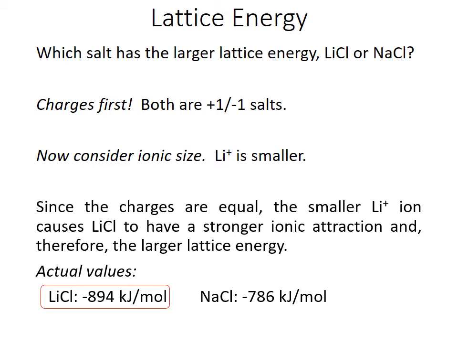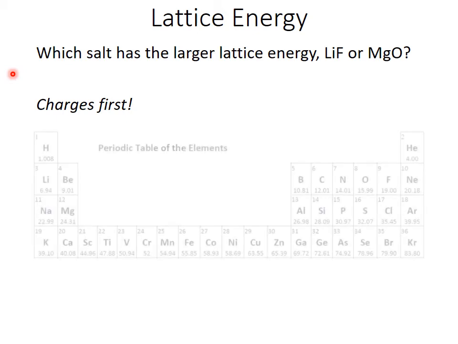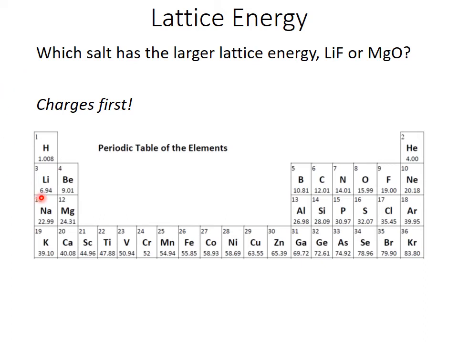Let's try one more example. Which salt has the larger lattice energy, lithium fluoride or magnesium oxide? Well, again, charges first. Here's our table. Lithium, we established in the last example, will have a +1 cation, but take a look at the magnesium. Magnesium is an alkaline earth. It needs to give up 2 electrons in order to reach a noble gas configuration. Therefore, magnesium will form a +2 cation.